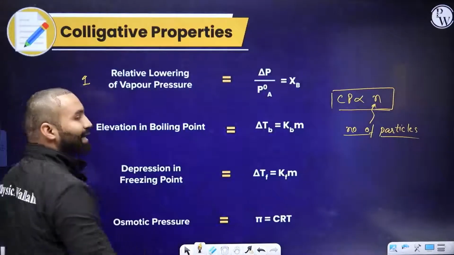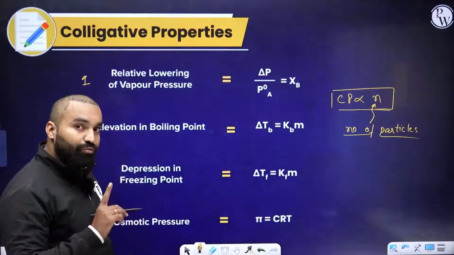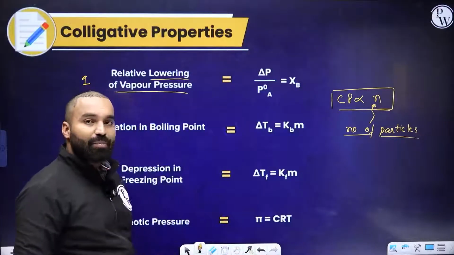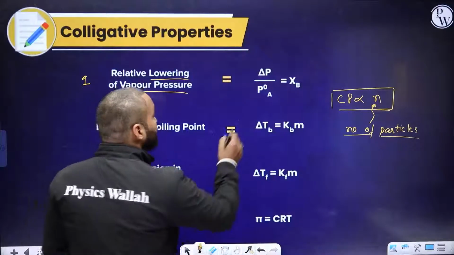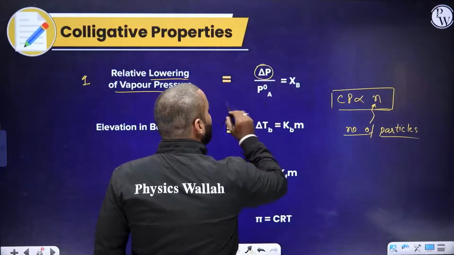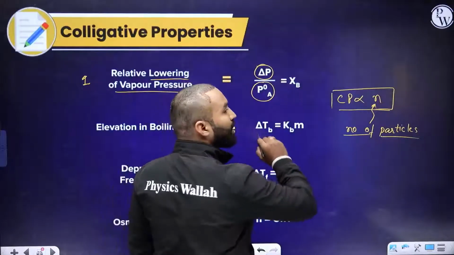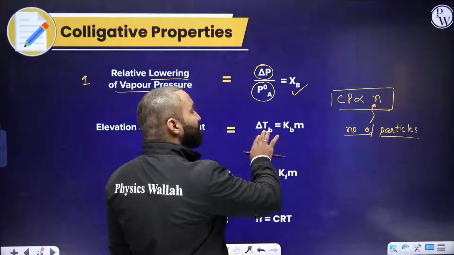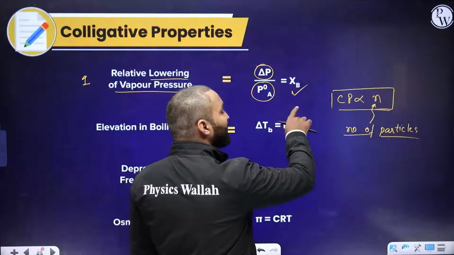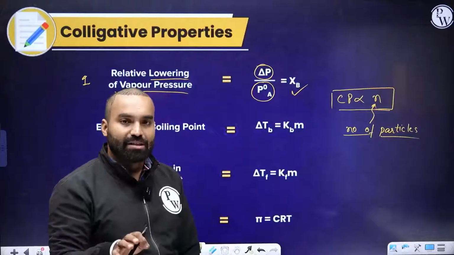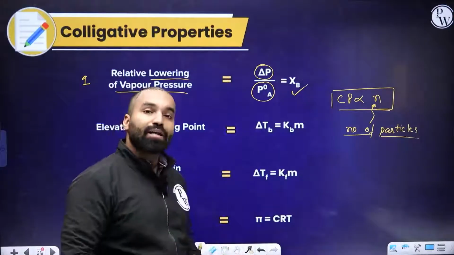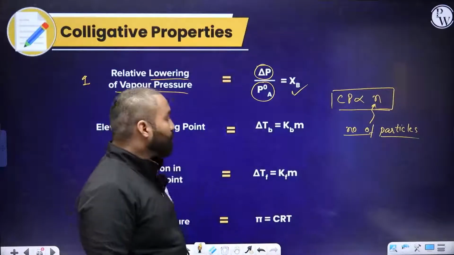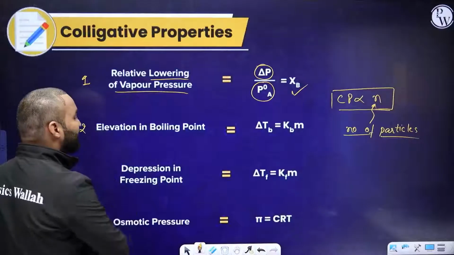The first one is called RLVP. Remember, RLVP, not just the lowering in the vapor pressure, but relative lowering in the vapor pressure. This is lowering in the vapor pressure, delta P, with respect to one component, P naught A. A is solvent, that is equal to chi of B, so that when you find out that it comes out to be directly proportional to the number of moles of B present, number of moles of solute present, the particles of B present, it becomes a colligative property. Similarly, the second one is elevation in boiling point.